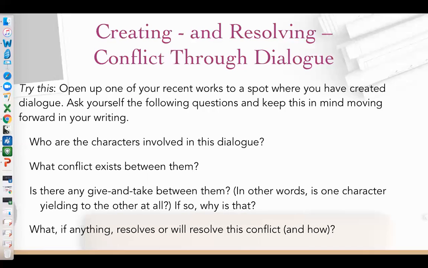Because early on in my own writing, I used to have both people be very compromising, and I was like, that doesn't work. Of course, we all grow as writers, so it's something I can recognize. But what, if anything, resolves or will resolve this conflict, and how? What does a character come to a conclusion of, and what dialogue helps them resolve the conflict?